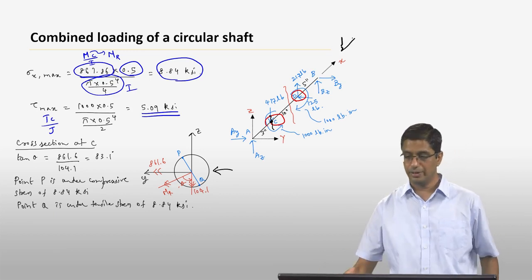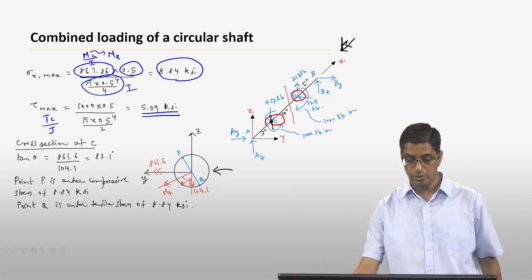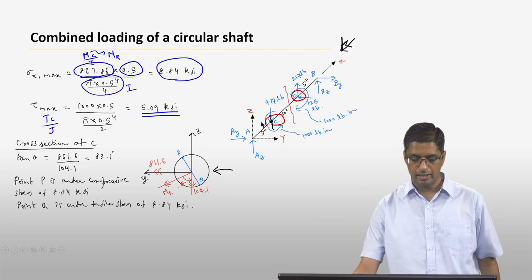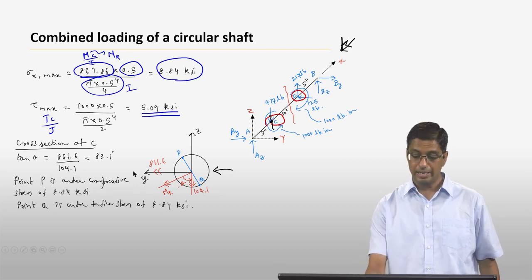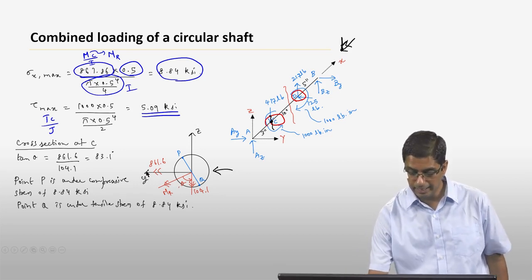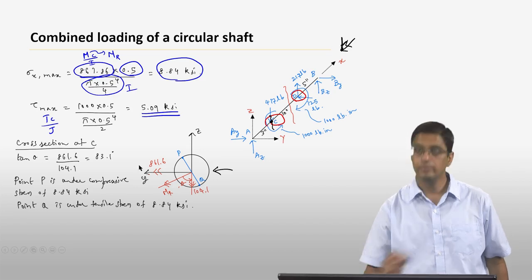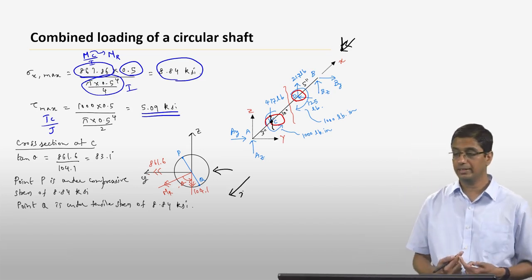Okay, so we are looking at it from that particular angle. So z is pointing up, y is pointing to the left, and your x-axis, most importantly, is coming out. Okay, it is coming towards you. That is something that is given.